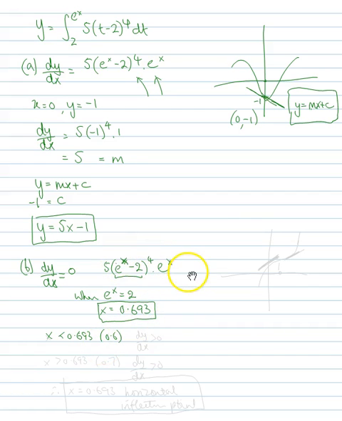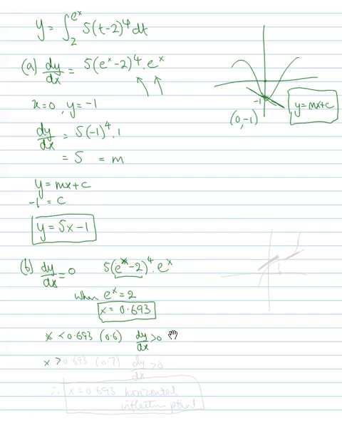In this function, we know that e^x − 2 at exactly 0.693, or whatever the approximation is, is going to be 0. So if x is a little bit less than that, then when we take e^x and subtract 2, it's going to be slightly negative, but we're raising it to the 4th power, so it's going to be positive. Then you multiply by 5, which is positive, and by e^x, which is also positive. So when x is slightly less, dy/dx is greater than 0.